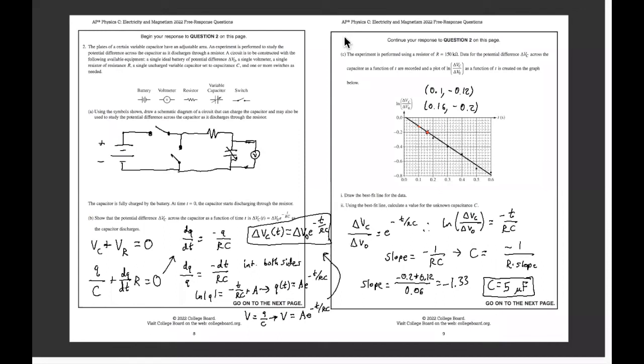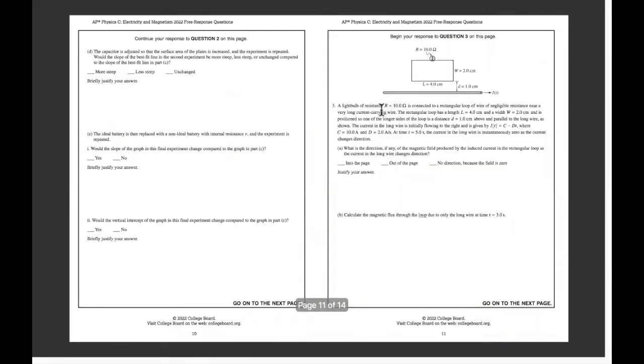All right. So going ahead and moving on to the next part, part D says that the capacitance is adjusted so that the surface area is increased. Would you expect the slope to be more steep, less steep, or unchanged? Well, going back to our equation, I'm going to go ahead and reproduce it before I forget it. C was equal to negative 1 over R times the slope. So if I increase the plate area, that's going to mean that capacitance increases because C is equal to epsilon naught A over d for parallel plates.